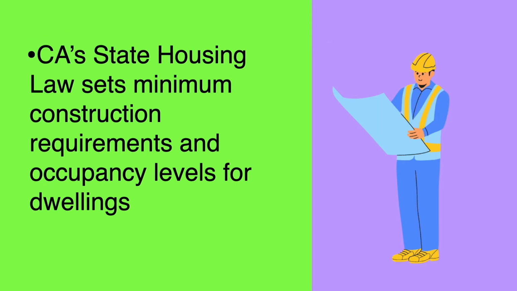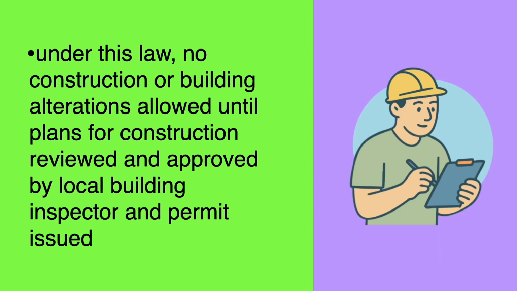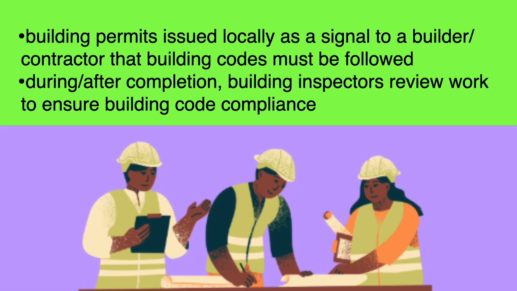California's state housing law sets minimum construction requirements and occupancy levels for dwellings. Under this law, no construction or building alterations are allowed until the plans for construction are reviewed and approved by the local building inspector and a permit is issued. Building permits are issued locally as a signal to a builder or contractor that building codes must be followed. During or after completion, building inspectors review work to ensure building code compliance.